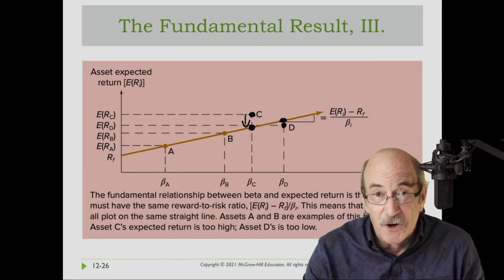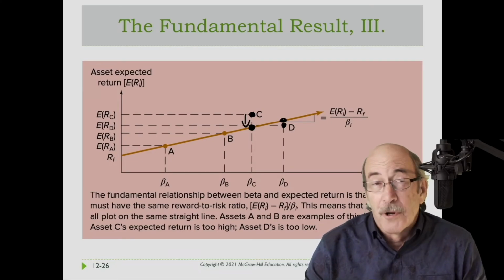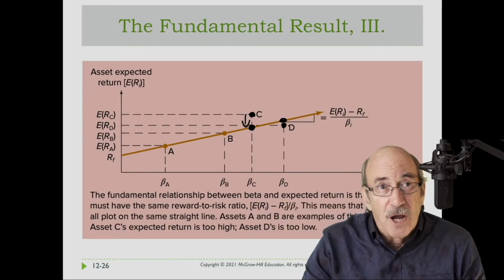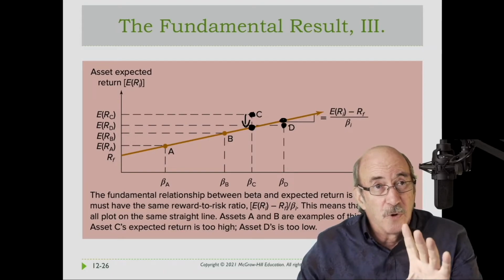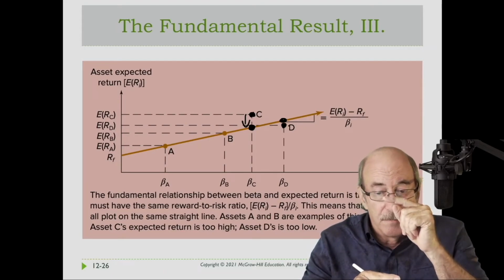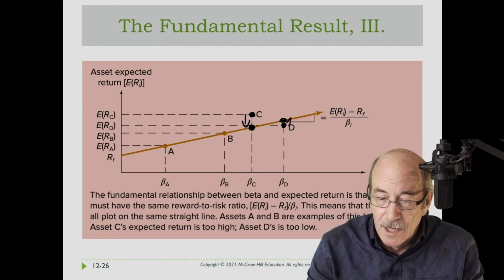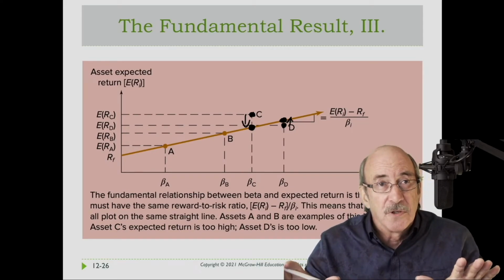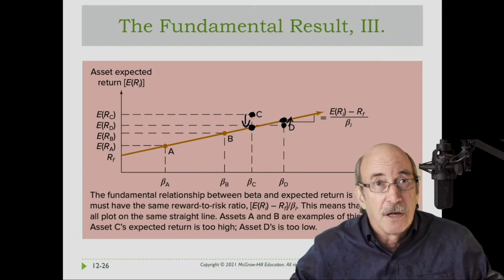Same thing, reverse is true with D, right? We're going to be selling D because it's not getting as much return as it should. It's going to drive down the price, which, remember, in that Arrow-Debreu world means I get more return. And it's going to drive it back up to this line. When that happens, I stop my selling.